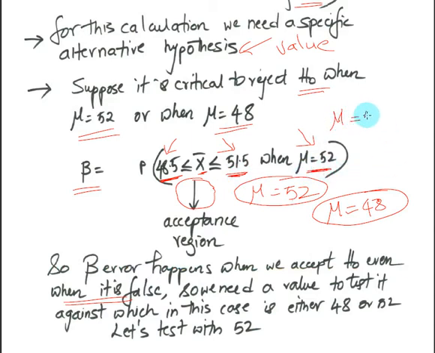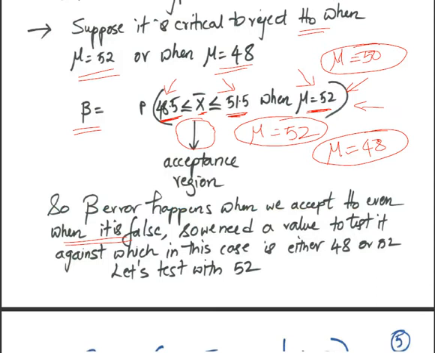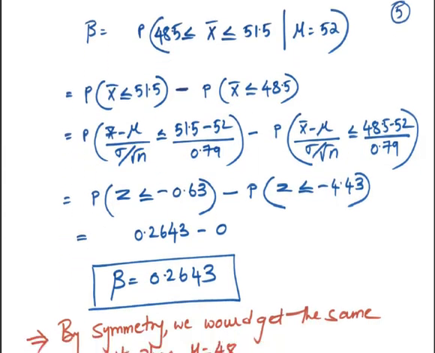Bear in mind the mu was 50 earlier, but here we are saying that let's say the true mu happened to be 52. So how would you compute the beta error, where you are actually accepting something when it is actually false, which means your mu was never 50 to begin with, it happens to be 52? So how would you compute these values? So beta, once again, will be the probability that x bar lies between 48.5 and 51.5 when mu is 52. So I can compute this as the probability that x bar is less than 51.5 minus the probability that x bar is less than 48.5.